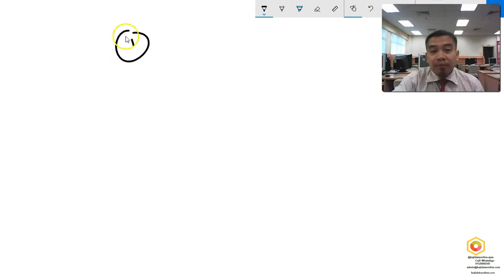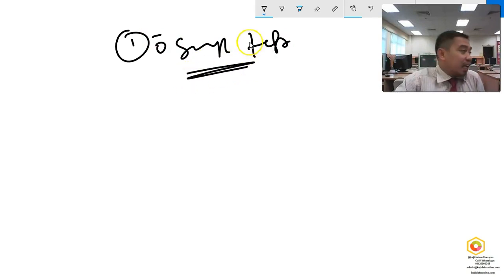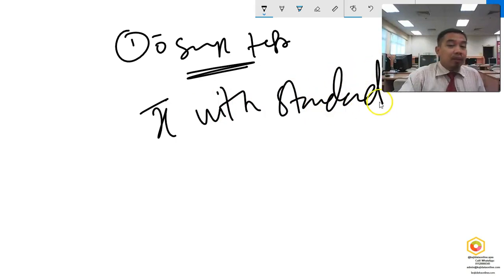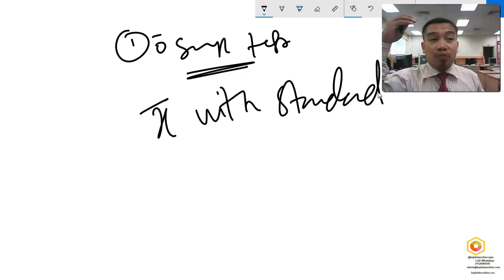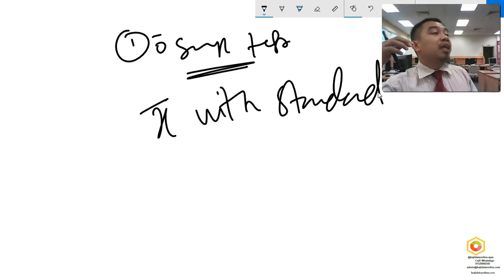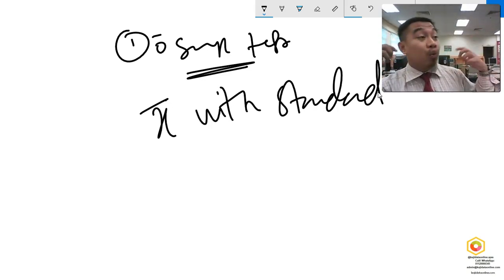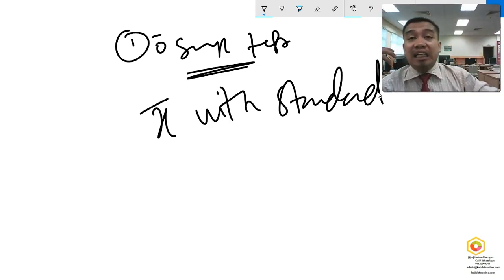Okay, the first one, one sample T-test. You are running the one sample T-test to test your sample population with a standard. Faham tak? You want to run something with a standard. For example, the knowledge of allied health professionals needs to be a minimum of 30 marks. So that is our standard. Then I'm going to test all of you: are you more than 30 or less than 30? That one we call a one sample T-test.